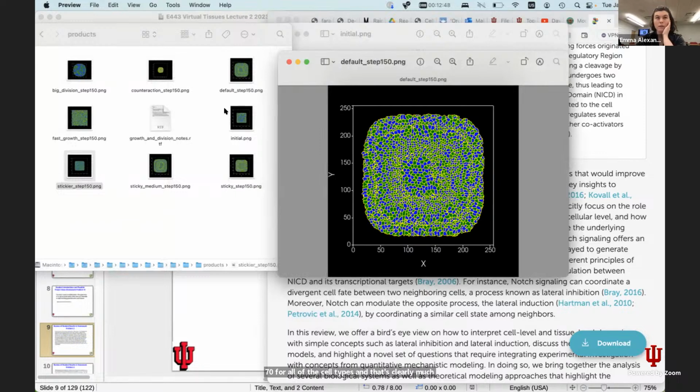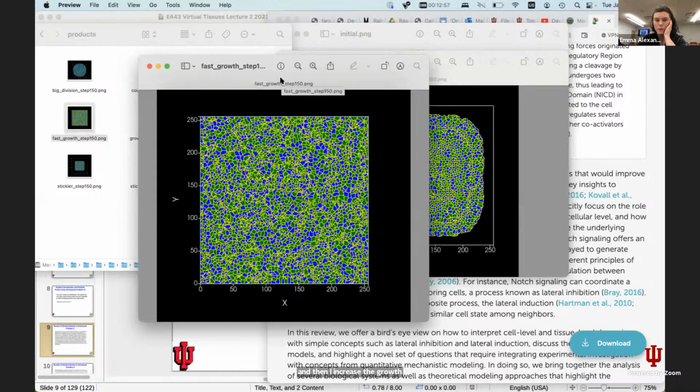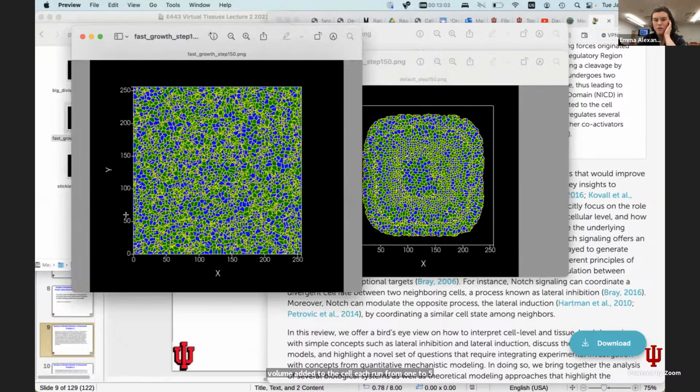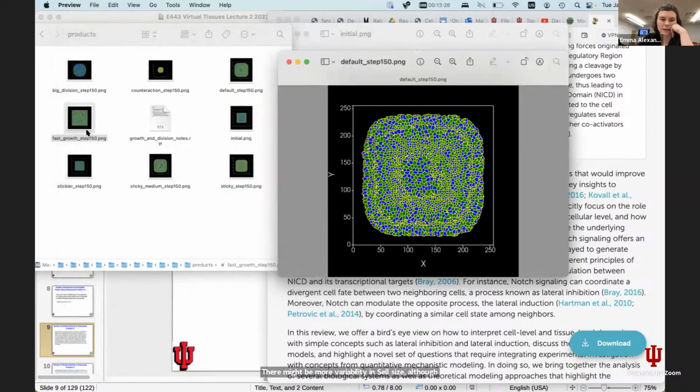The next thing I tried was I reset the adhesion energies, and then I increased the growth rate. So I increased the volume added to the cell each run from 1 to 5. And by 150 steps, the cells had just completely invaded the little square. I think, so there's no region in the middle with these larger cells. I don't really know why that is because I don't understand the details of the simulation. There might be more variability in cell size, although I can't really tell visually. And that made sense to me. Okay, if you make them grow faster, there will be more of them.